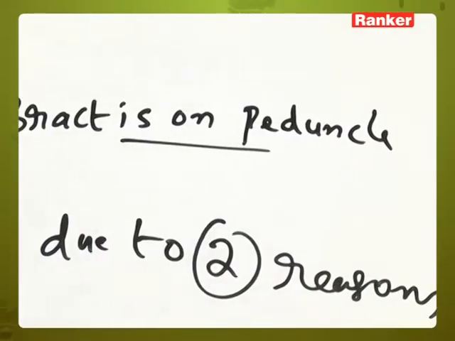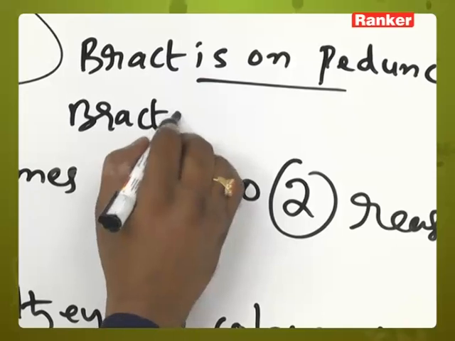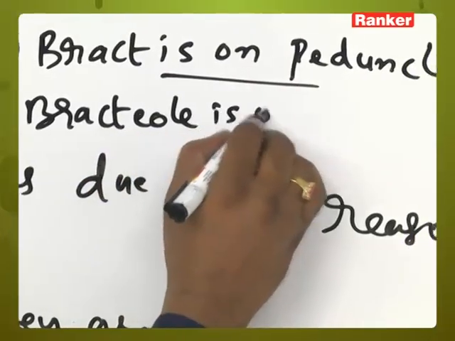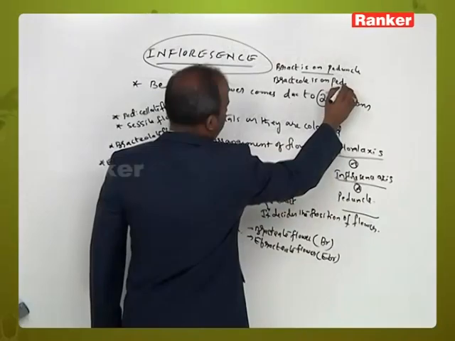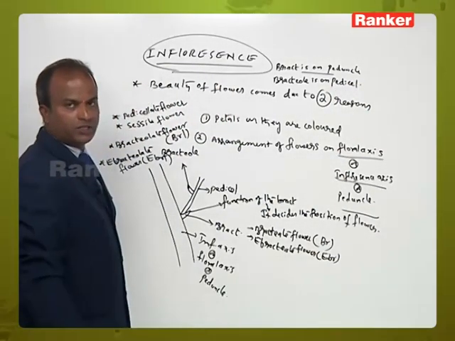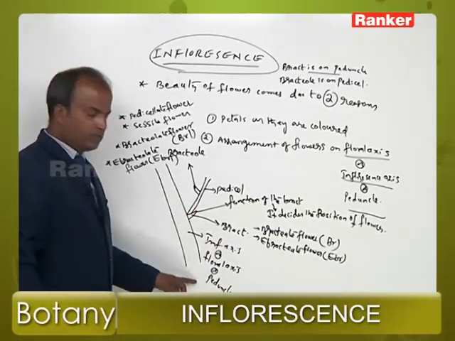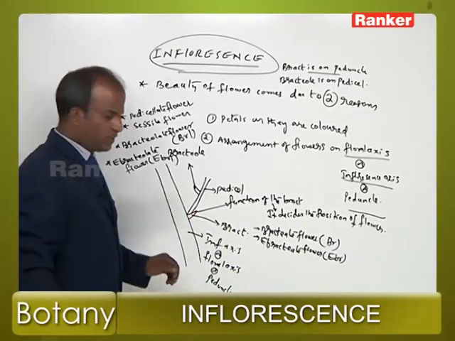Bract is on which one? Peduncle. Bracteole is on pedicel. Now, this peduncle, can we call this peduncle as a modified stem?